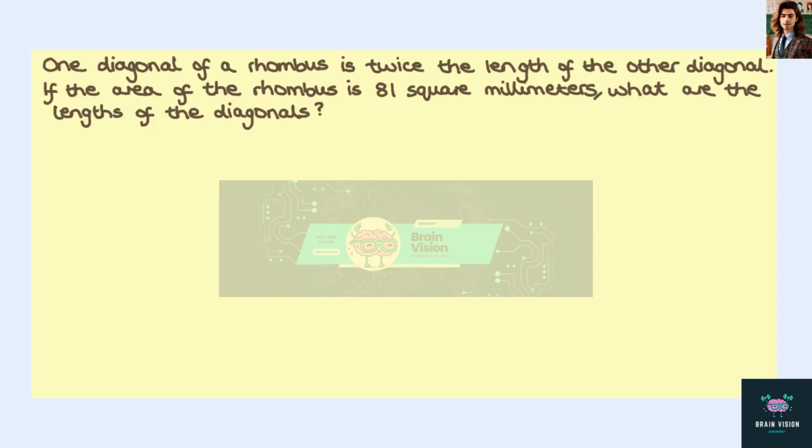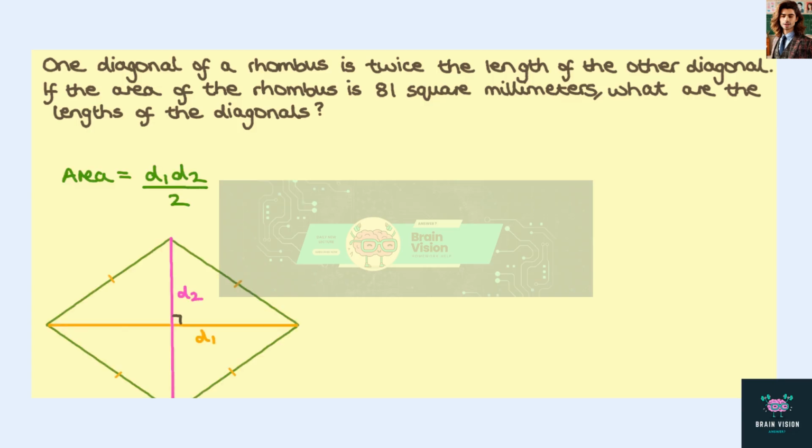One diagonal of a rhombus is twice the length of the other diagonal. If the area of the rhombus is 81 square millimetres, what are the lengths of the diagonals? In this question, we're required to relate the area of a rhombus to the lengths of its diagonals.